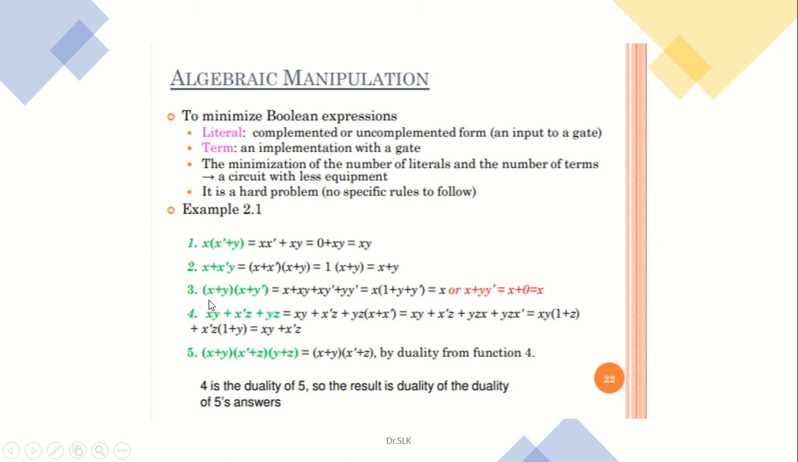This could be given as x being the common term, so x + yy', and the value of yy' is equal to 0, so x + 0 is equal to x. And the fourth problem is xy + x'z + yz.